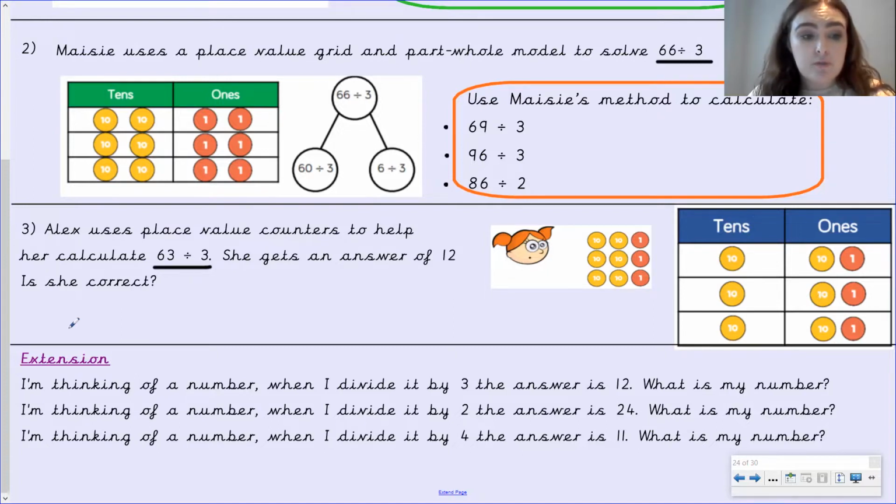If you want to push yourself further, here is an extension for you. So you've got 3 questions to answer here. I'm thinking of a number. When I divide it by 3, the answer is 12. What is my number? So you need to work through these. Then you've got divided by 2 and the answer is 24. What's my number? And then divided by 4 and the answer is 11. What is my number?